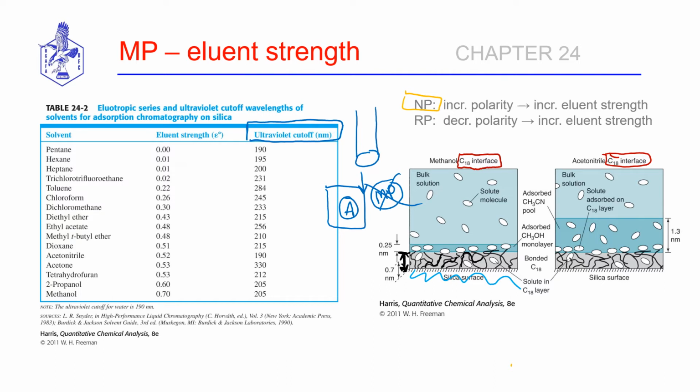If we had used methanol and a mixture of methanol and water as our mobile phase, we find that the layer of the methanol adjacent to my stationary phase is pretty small. This is what we call a monolayer. It's one molecule thick. Had our solvent in the mobile phase been acetonitrile instead, notice that the depth of this layer that forms adjacent to my stationary phase is much deeper.